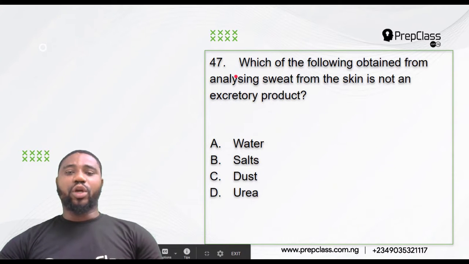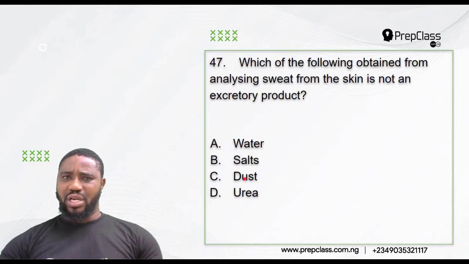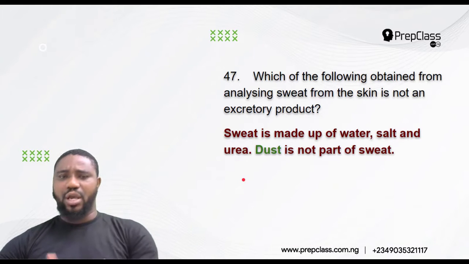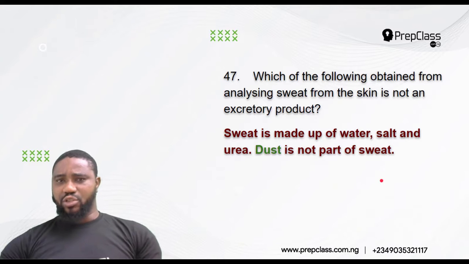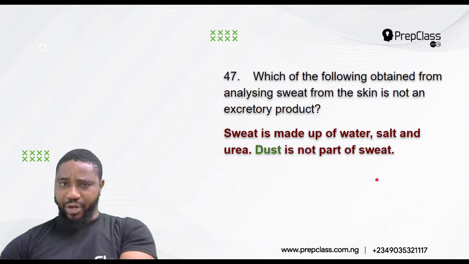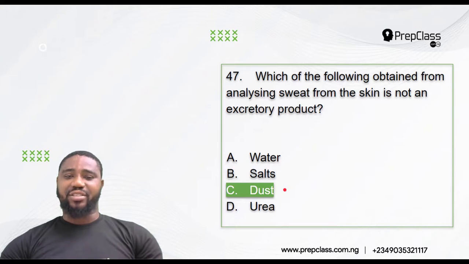47. Which of the following obtained from analyzing sweat from the skin is not an excretory product? Water, salt, dust, urea. Of course, you know that your skin cannot bring out dust. The dust is just from the air that now settles on the skin. Sweat is made up of water, salt, and urea. Dust is not a part of sweat. Dust is just from the atmosphere that now clings on our body and stays on our wet skin when we sweat. So the answer is dust.